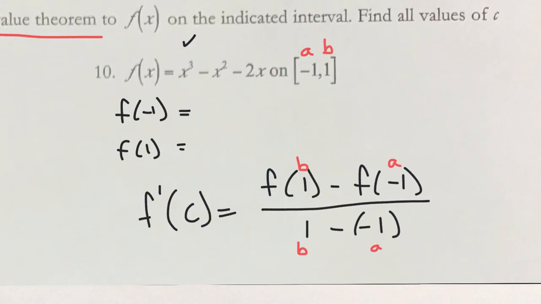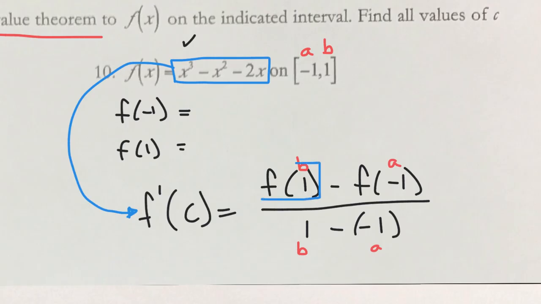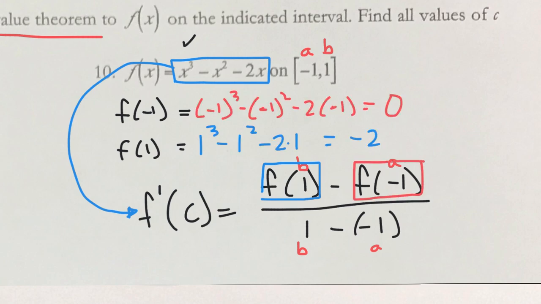And eventually, we're going to take the derivative of this and put it over on the left side. So we're going to spend a minute to calculate what is the y value when x is 1 and what is the y value when x is -1. So we find that our left endpoint is 0 and our right endpoint is -2. Okay, so now let's do the rest of our math.